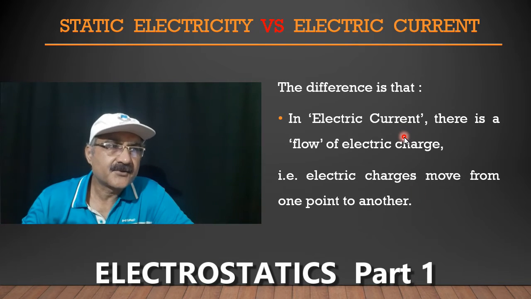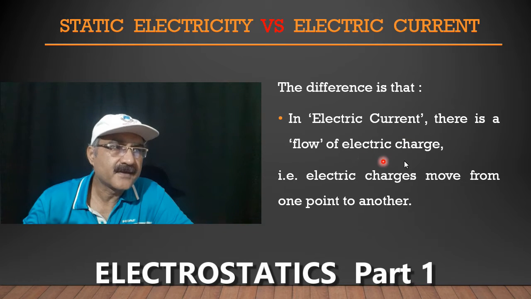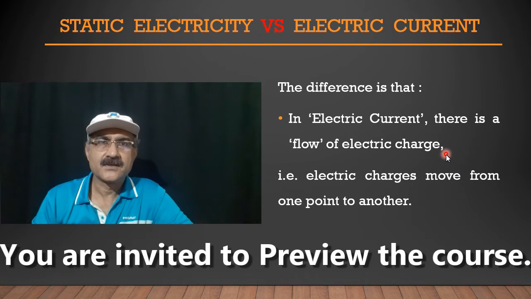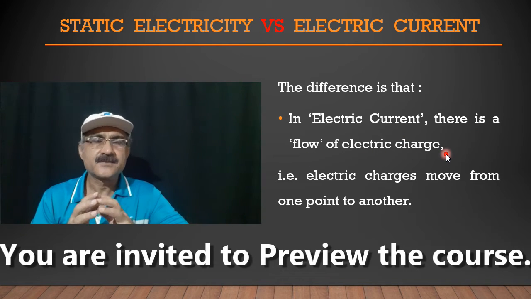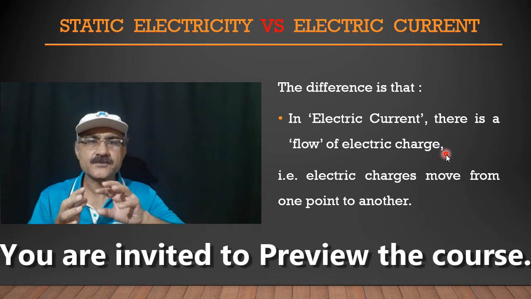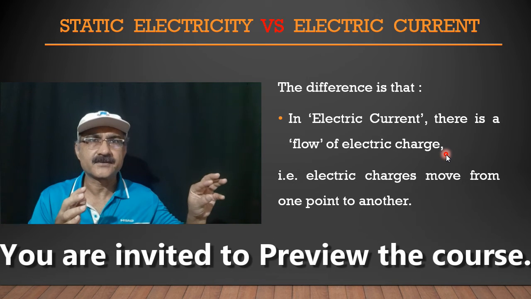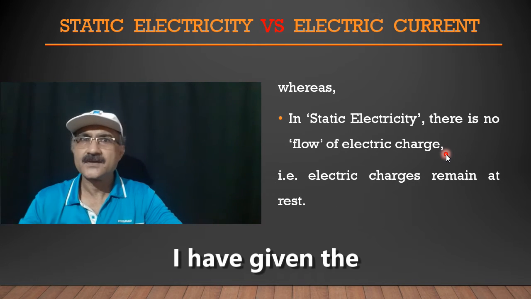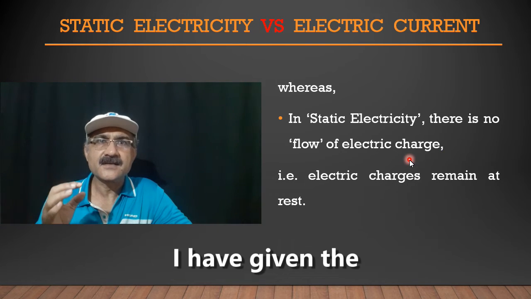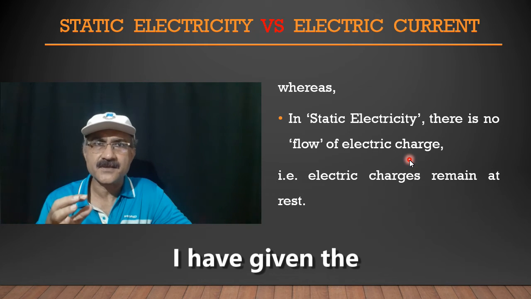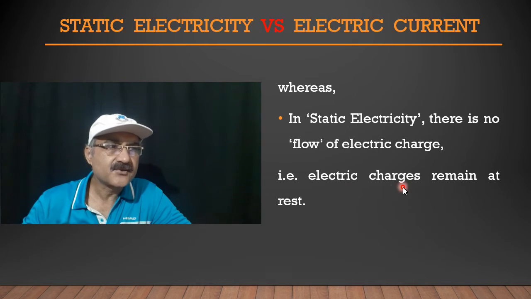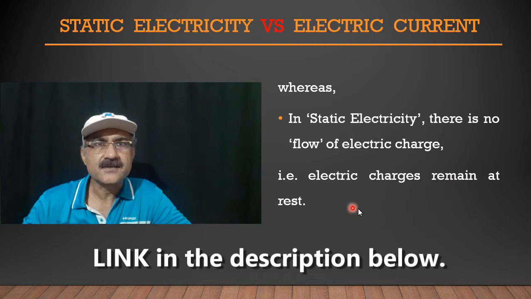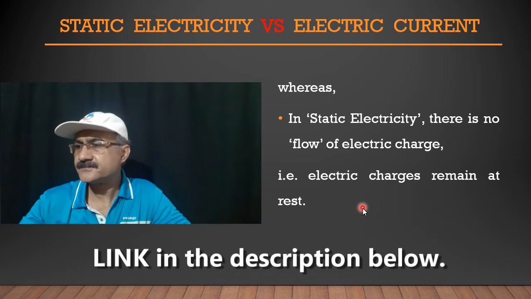See, in electric current, there is a flow of electric charge. So in electric current, what happens? Some electric charges flow from one point to another point. So there is a flow of electric charges. But in static electricity, the charges do not move. They stay at the same place. So electric charges remain at rest in static electricity.